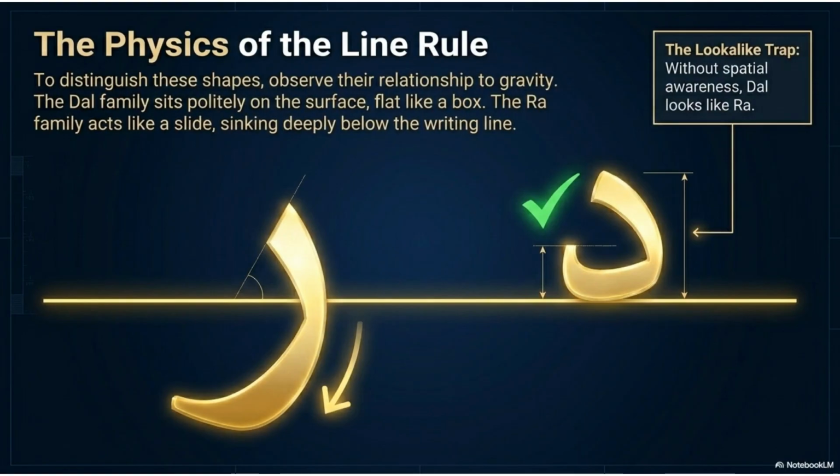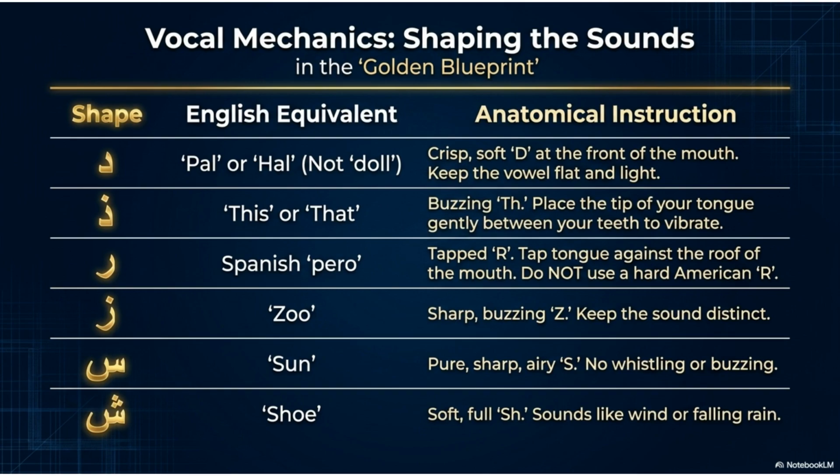The line rule is the secret to writing and reading these letters easily. Pay attention to the main writing line. The dal family sits completely flat on the surface, while the ra family acts like a slide, sinking below it. Let's move on to the pronunciation of these 6 shapes.